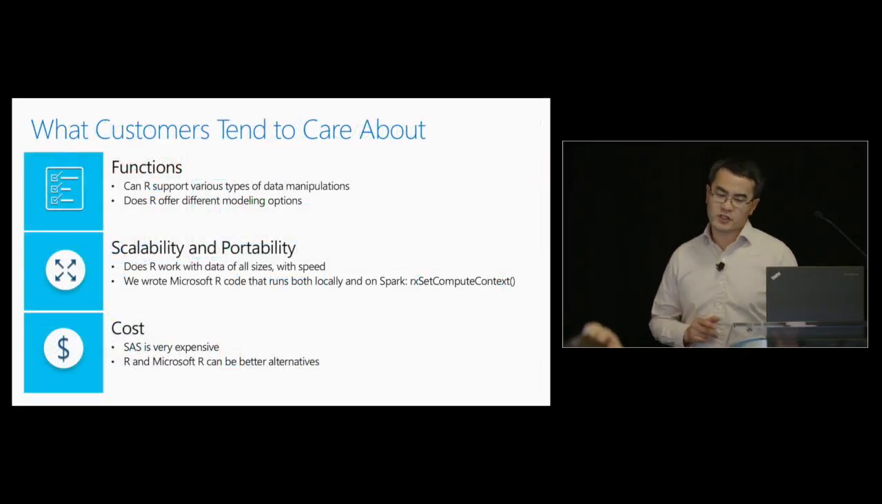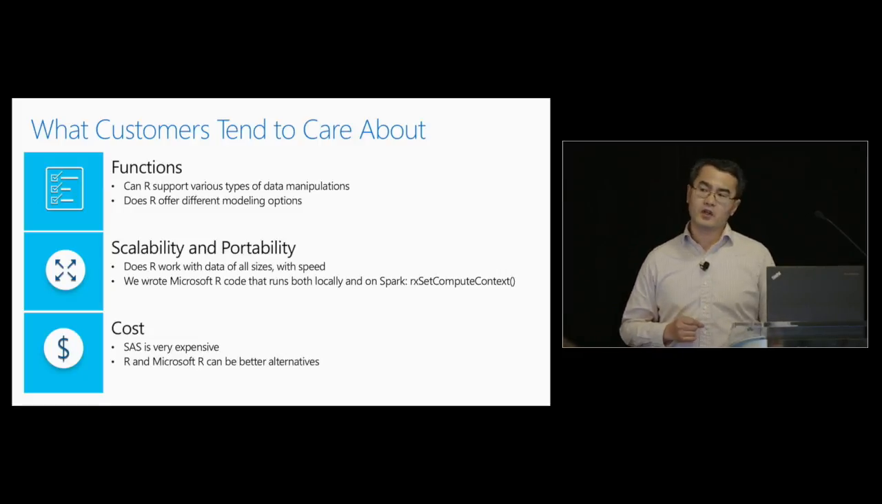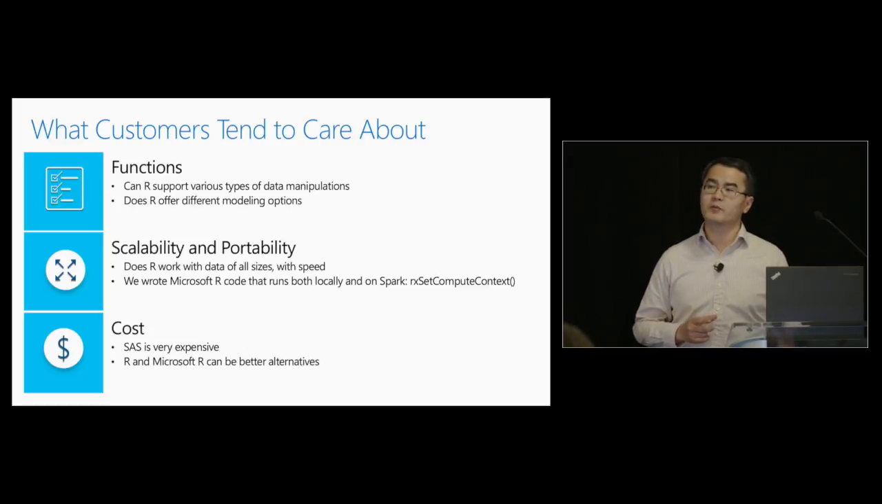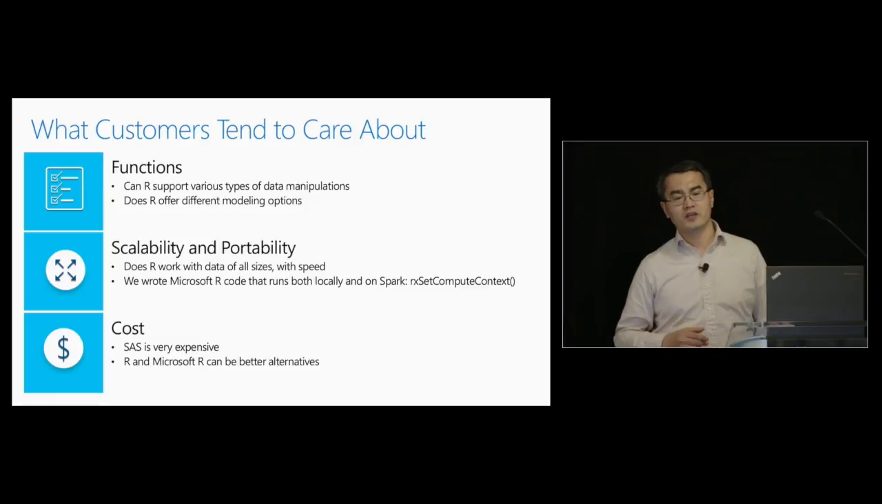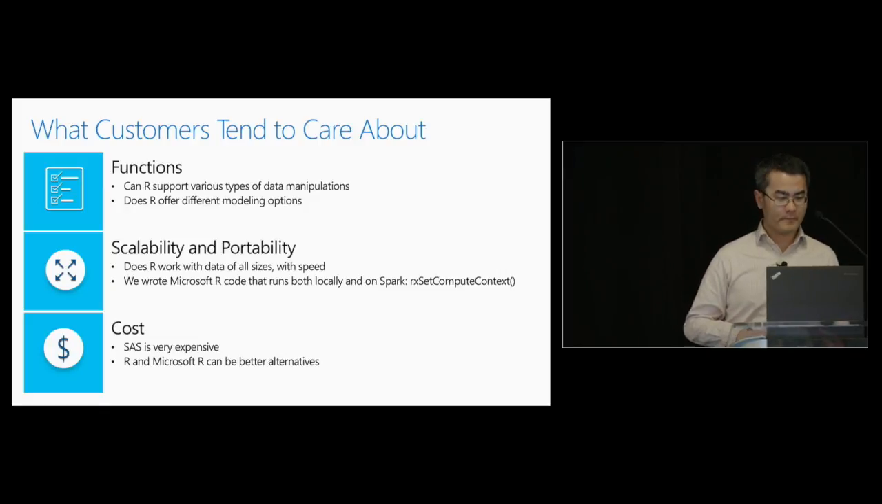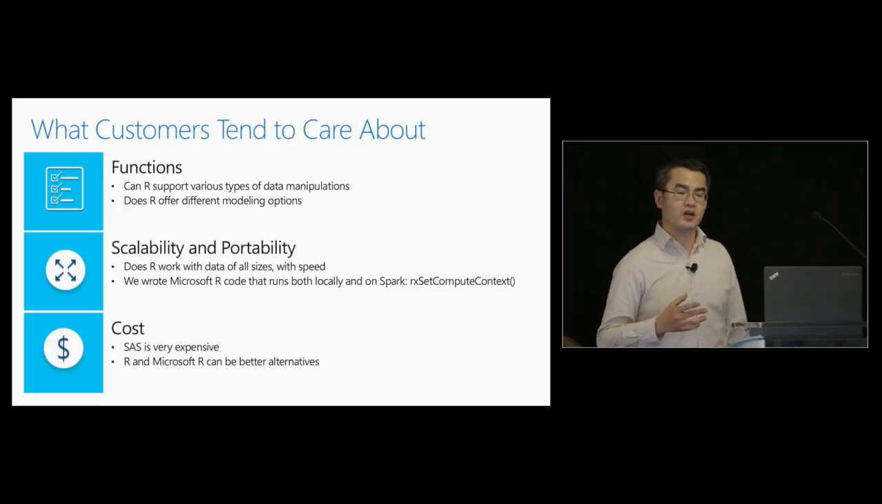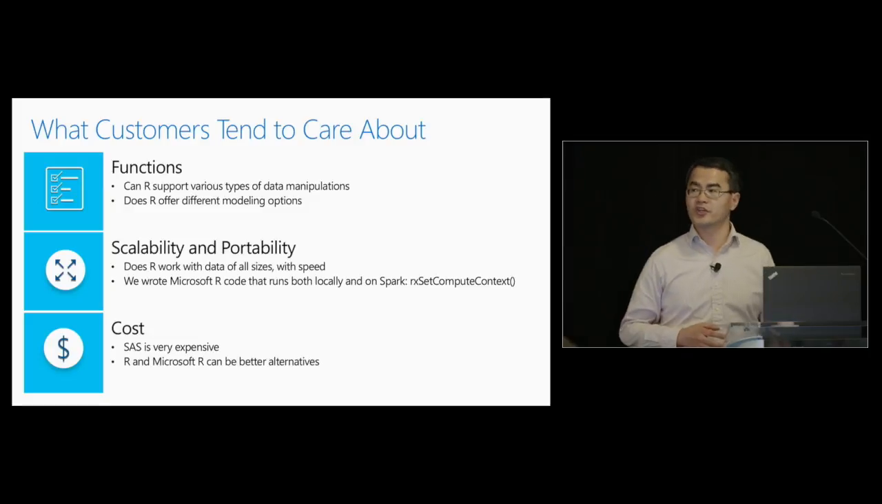Here's a summary of what we learned. So what do customers want in this industry? First, functions. They want to know whether R supports various types of data manipulations, and does R offer different modeling options? Scalability and portability. Does R work with data of all sizes with speed? As in our case, we were able to write Microsoft R code that runs both locally and on Spark. And if you want to change the compute context, it's a matter of calling this rxSetComputeContext function. It's that simple. Finally, cost. A lot of us know that SAS is really expensive. So from that perspective, R and Microsoft R can be better alternatives.